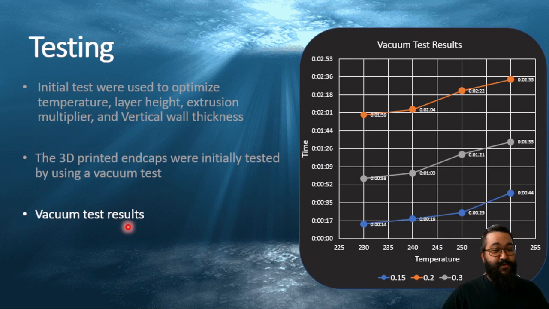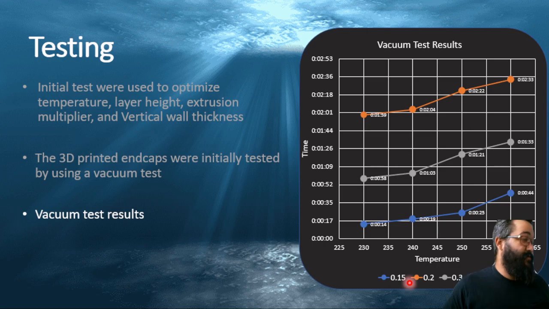After those were done, I could take those data sets and put them into a graph to see what the correlation was. The x-axis here is the temperature that they were printed at. Down here for the legend, we have blue, orange, and gray. These are the 3 different layer heights that were used for the test. On the y-axis is the time the parts took to leak down from the vacuum.